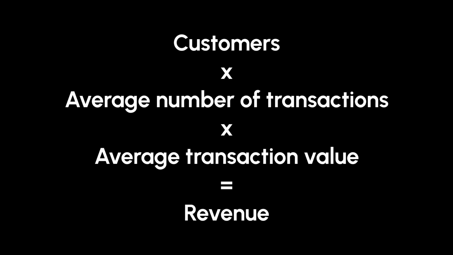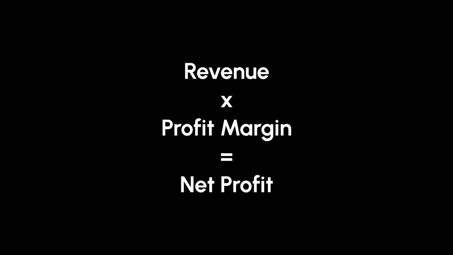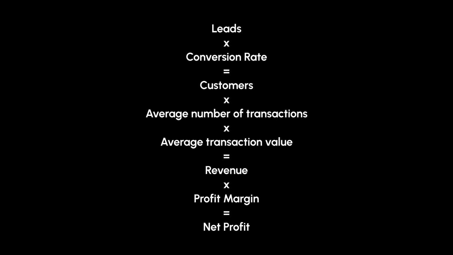If we now multiply the previous results, customers, with average number of transactions and with average transaction value, the result will be revenue. And the final variable, profit margin. This is the percentage of sales you keep after all expenses. Multiply revenue by profit margin and you get the net profit. This is how it all looks put together. So let's now take an example to see how they work together and what results they produce.